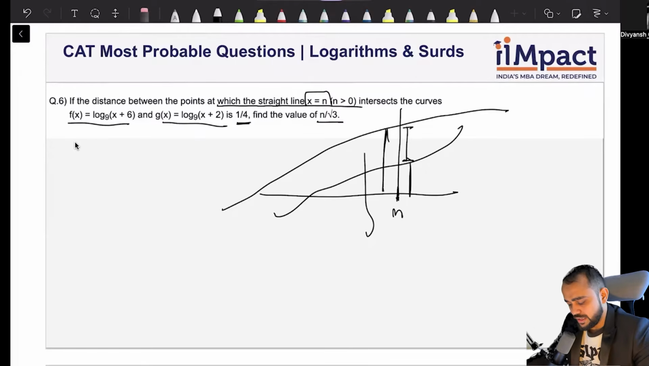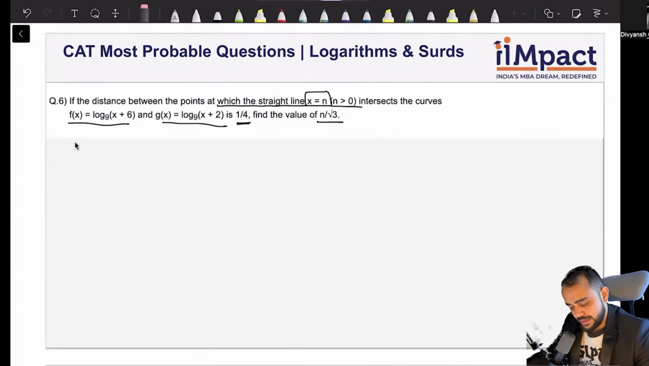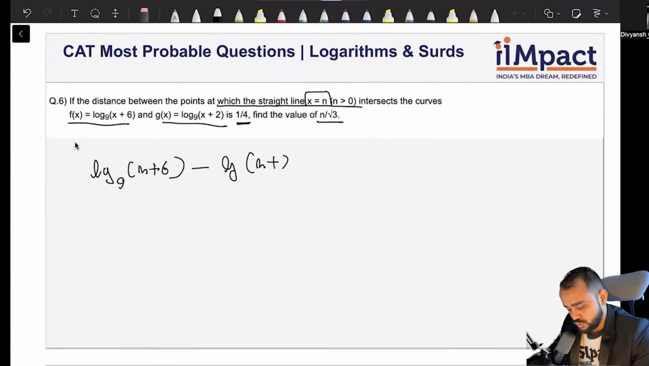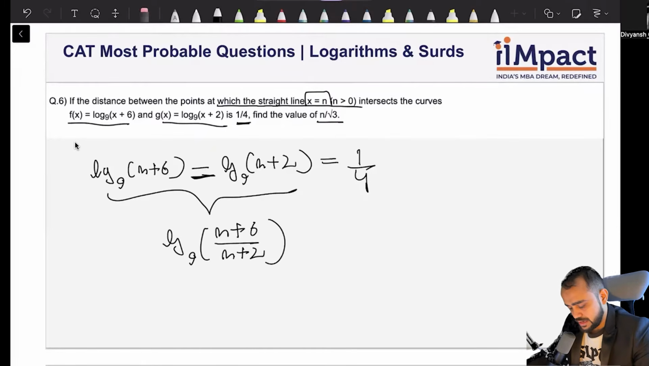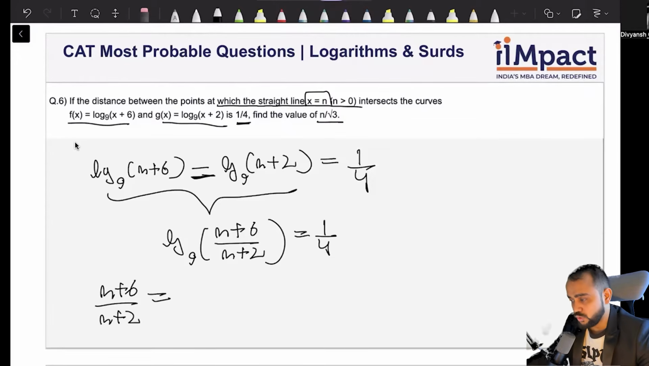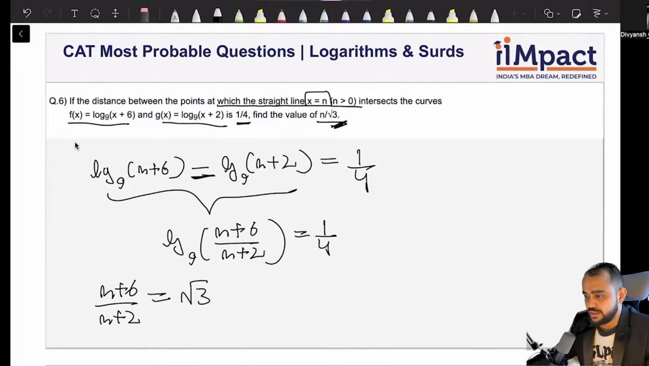So what they have given to me in a somewhat clever format is that log of n plus 6 base 9 minus log of n plus 2 base 9 is equal to 1 by 4. So I can now club this with a minus sign. So I can write this as log of n plus 6 by n plus 2 base 9 is equal to 1 by 4, or n plus 6 upon n plus 2 is equal to 9 to the power 1 by 4, which is going to be under root 3, and I have under root 3 here. So it seems to be working out for me. Let me just quickly rearrange this and find the value of n.